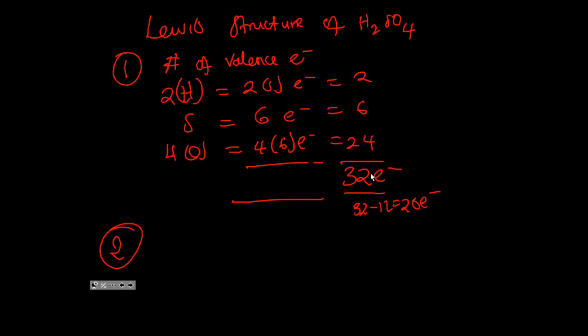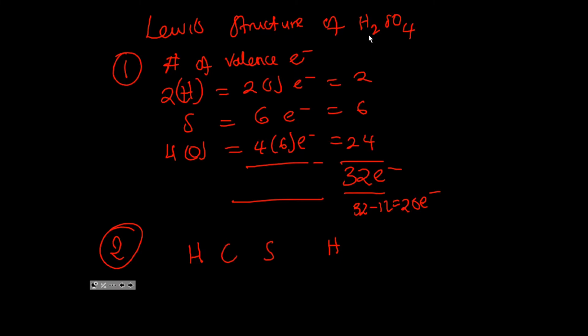Now you need to arrange the sulfur, oxygen, and hydrogen atoms in space. We put the least electronegative atom in the middle and the hydrogens in the terminal positions. Sulfur is the least electronegative compared to oxygen, and hydrogens need to be outside the structure. So we put hydrogen outside and sulfur in the middle.